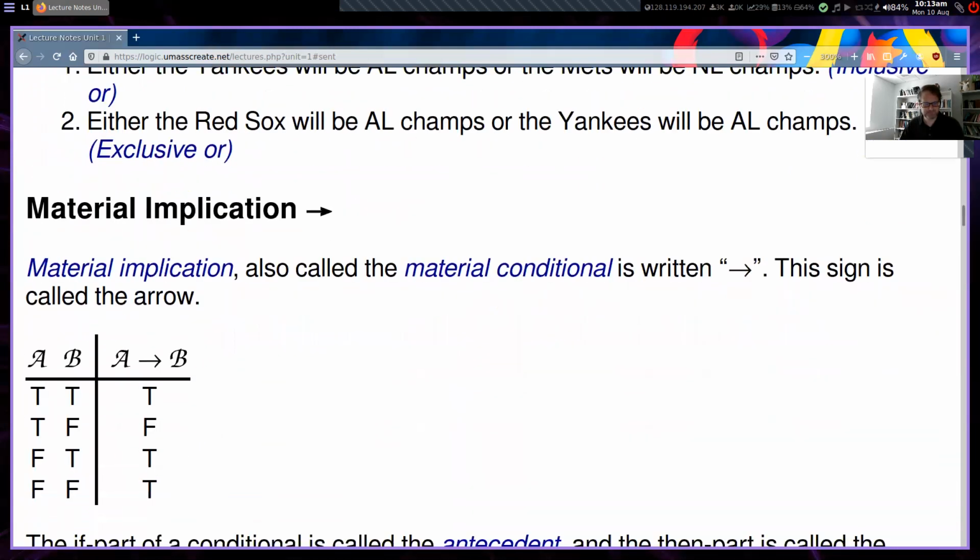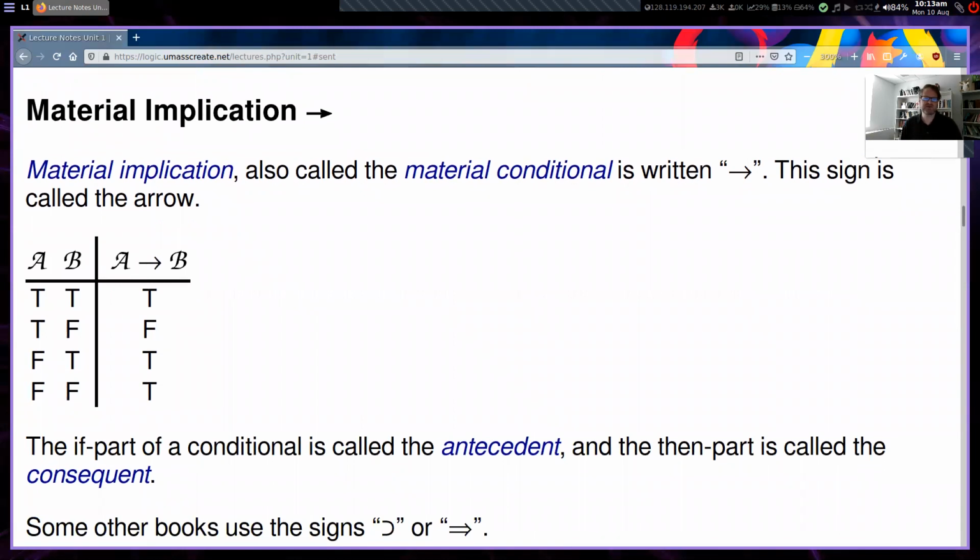Okay. The next one is probably the most complicated one of the five we're going to be talking about today. It's written as an arrow, and it's called material implication, also called the material conditional. And it's kind of like an if-then, but not exactly an if-then.